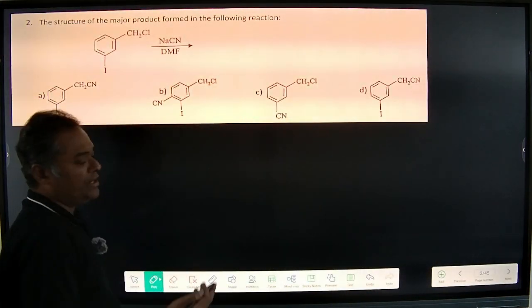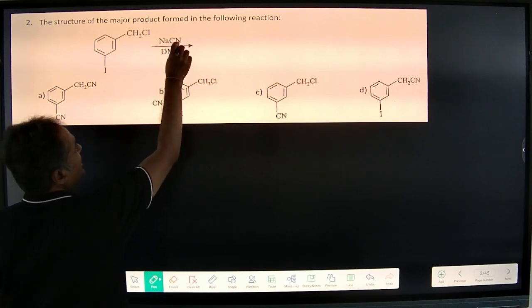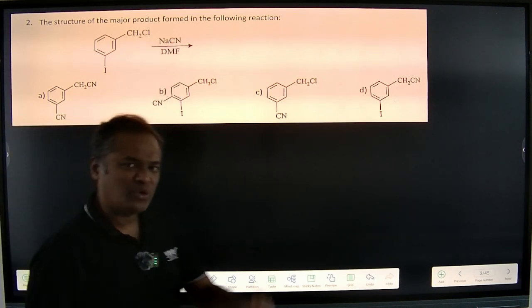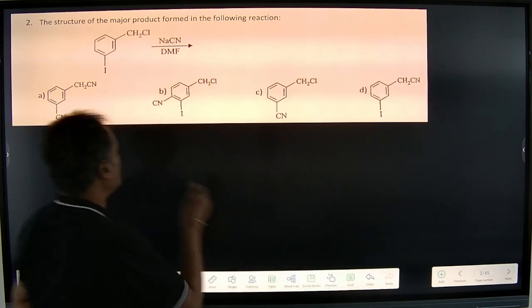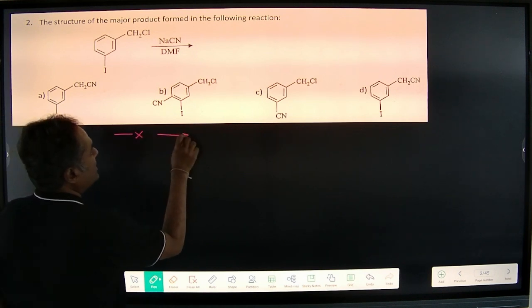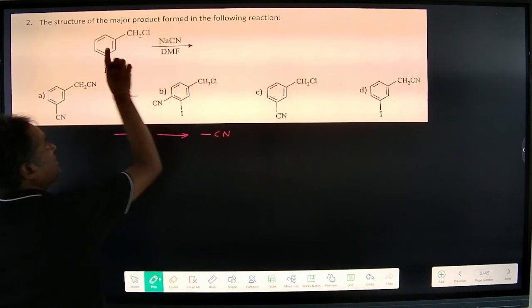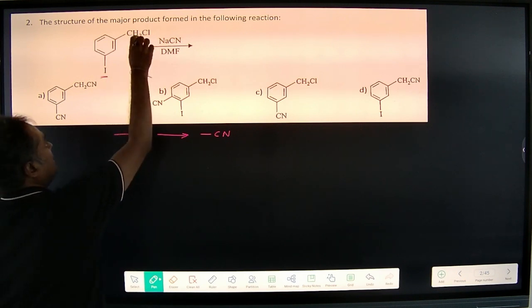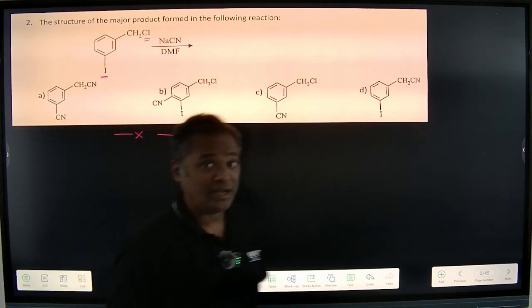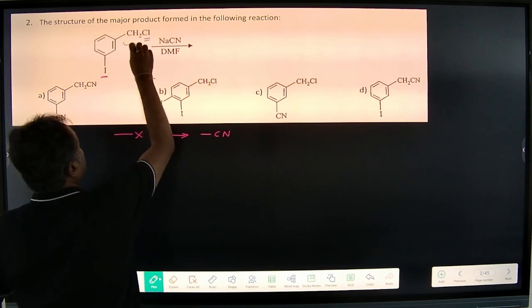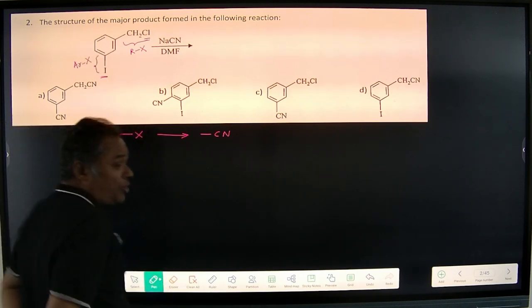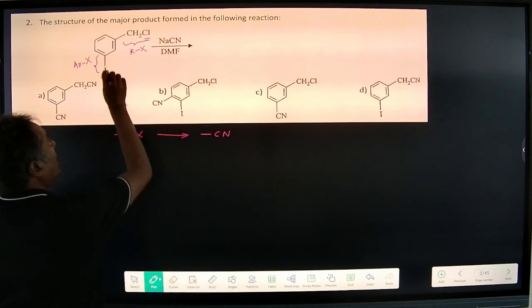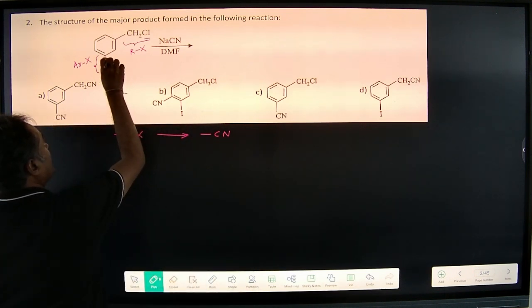Now over here, child, what you have got is sodium cyanide and a halide. That means basically it is a nucleophilic substitution reaction where your halogen will get replaced by cyanide. That is very clear. Now, in our compound there are 2 halides, one is iodide and one is chloride. But you should know one thing very clearly, child. The chloride you have over here is an alkyl halide and what you have over here is an aryl halide.